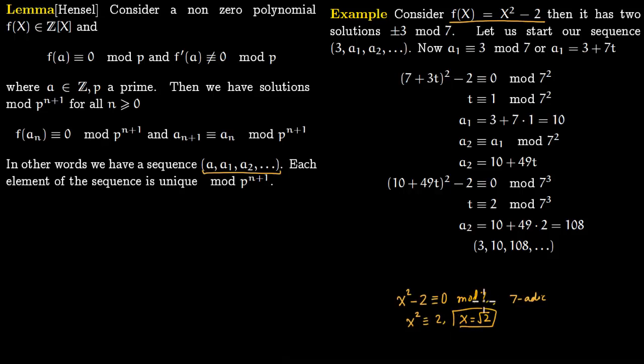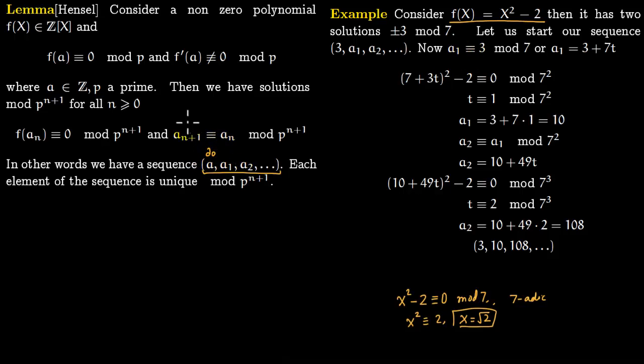So let us see this. So you have this equation here. Now you can immediately see plus or minus 3 modulo 7 is the solution. You just pick plus 3. So you just have to start somewhere. So you pick some number here. So we start our sequence like this: 3, a1, a2. So we want to find a1 and a2. So this is our a0 term, which we are setting as 3.